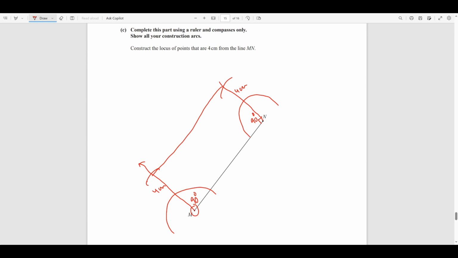Because other than a rectangle, if you make a trapezium, this point will not be perpendicularly 4 centimeters away from the line MN, because this line segment MN stops at N, right? So any point other than this would not be acceptable.